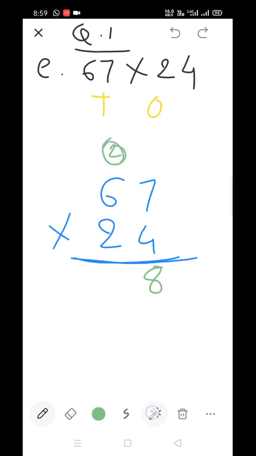Right? Next multiplication, 6 multiplied by 4. 4 fives are 20, 4 sixes are 24, plus 2, 26.